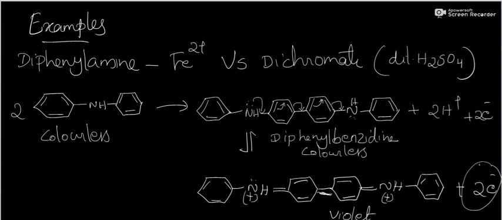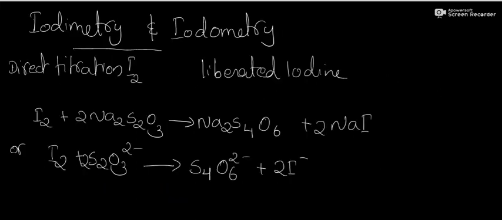Another indicator is N-phenyl anthranilic acid. That is another redox indicator suitable for Fe2+ versus dichromate titration, and the color changes from colorless to red violet. This is the structure of N-phenyl anthranilic acid. Next is iodometry and iodimetry.